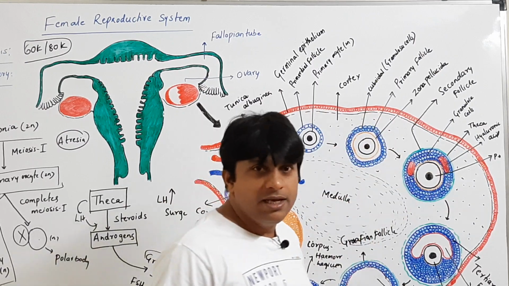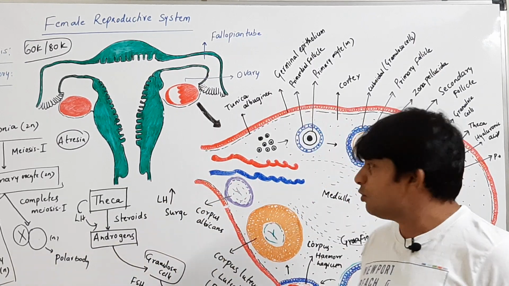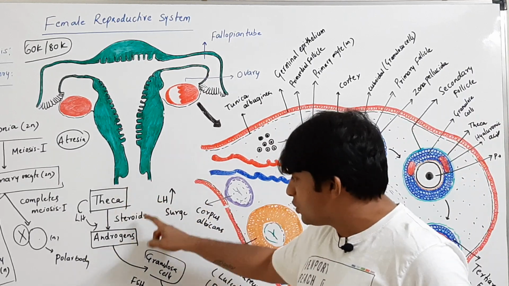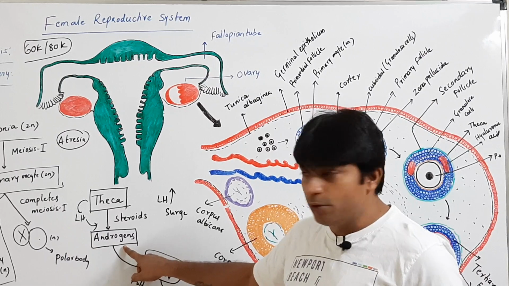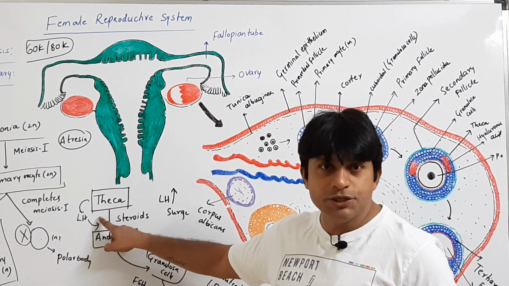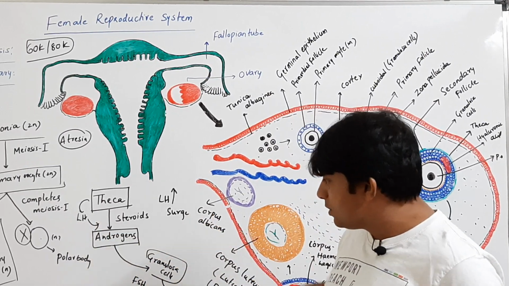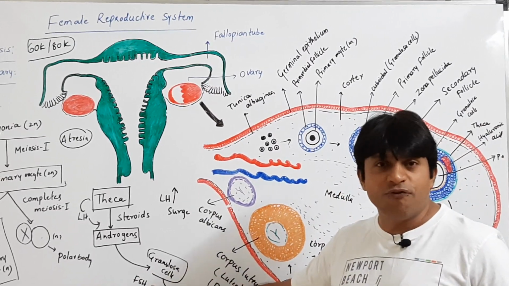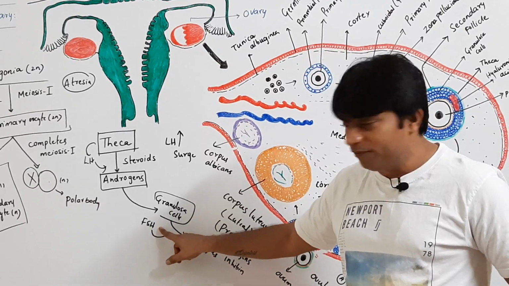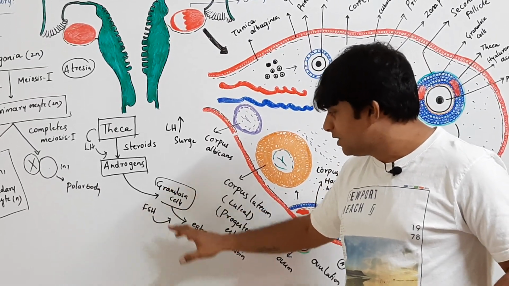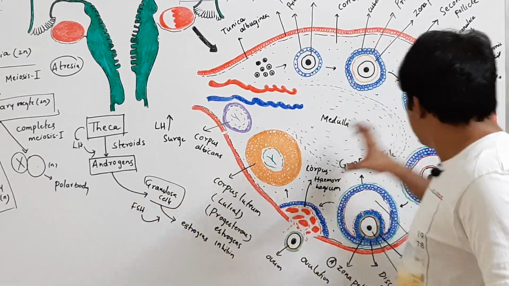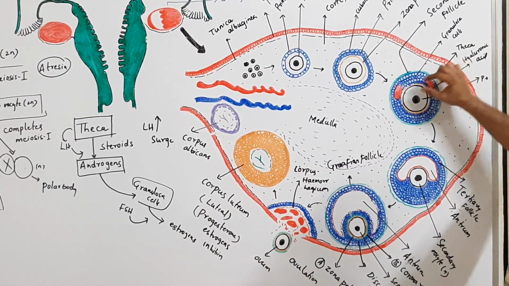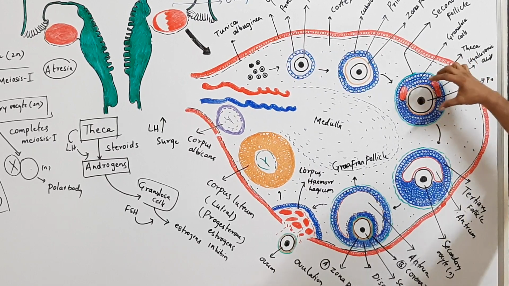The secondary follicle is characterized by the presence of theca. So what is the role of the theca? From the steroids, theca prepares androgens under the influence of luteinizing hormone. Now these androgens enter the granulosa cells, and with the action of follicle stimulating hormone, the granulosa cells convert these androgens to estrogens. Your secondary follicle is also characterized by the presence of fluid filled pockets with hyaluronic acid.